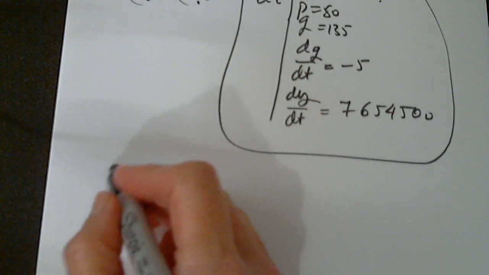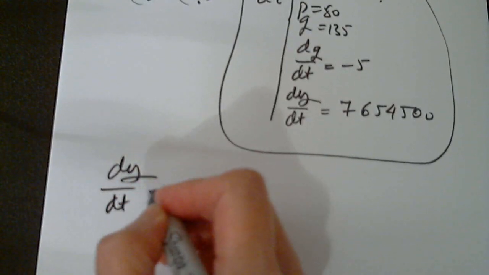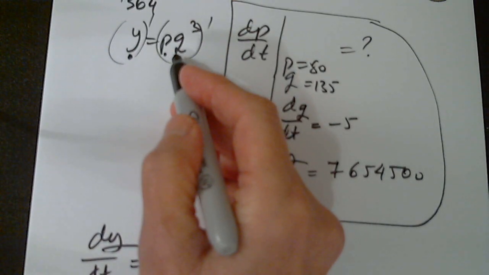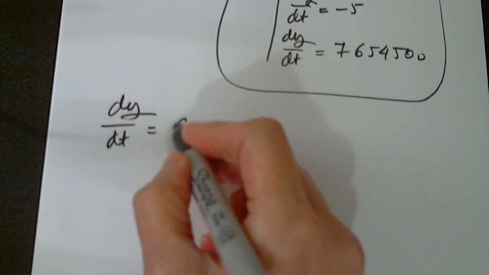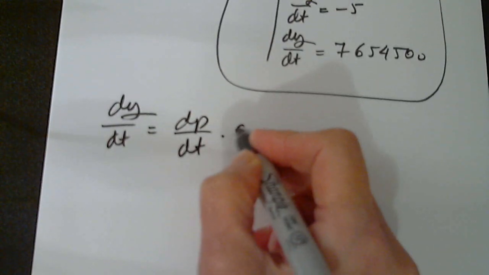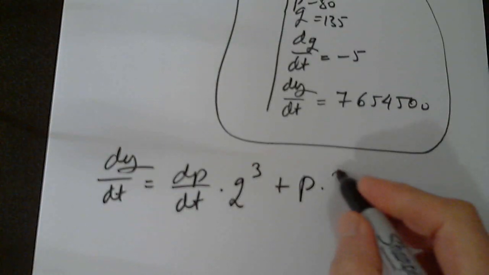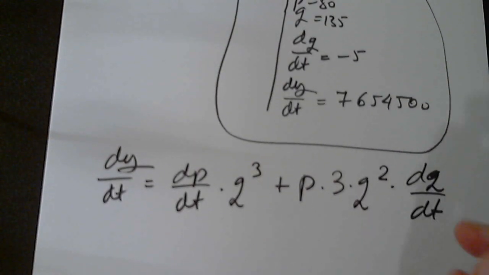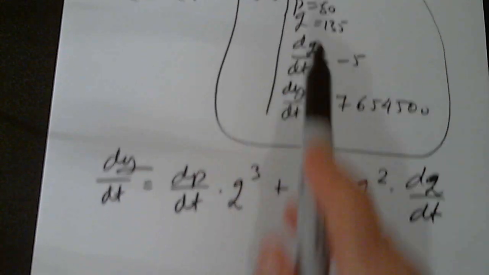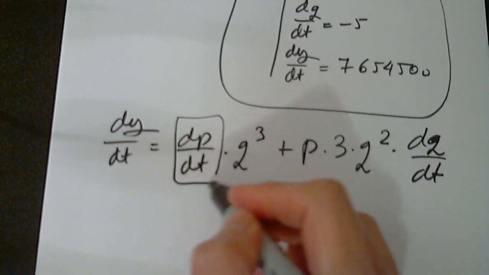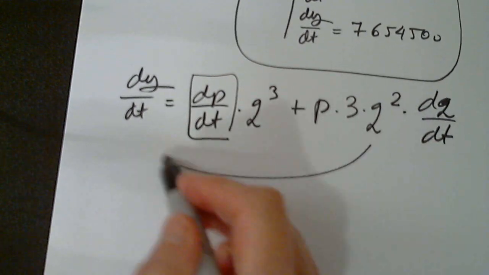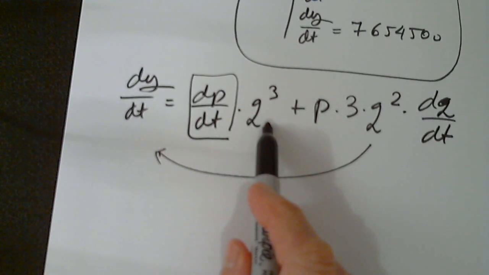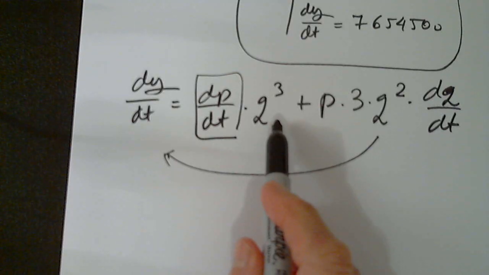So I differentiate the left-hand side, I get dy over dt. And now this is a product. I have to be very careful. The first function prime is dP over dt times q to the third plus the first function times the second prime, 3 times q squared times dq over dt. They want dP over dt. This is what they want. So I have to move this term to the other side and divide everything by q to the third.